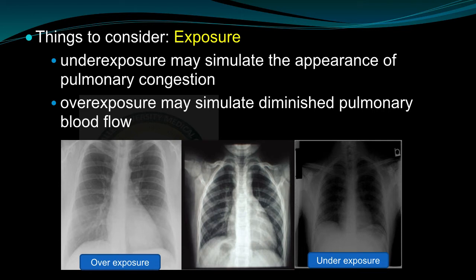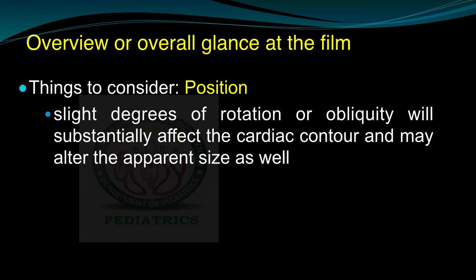Then, next to consider is the position. Slight degrees of rotation or obliquity will substantially affect the cardiac contour and may alter the apparent size as well.